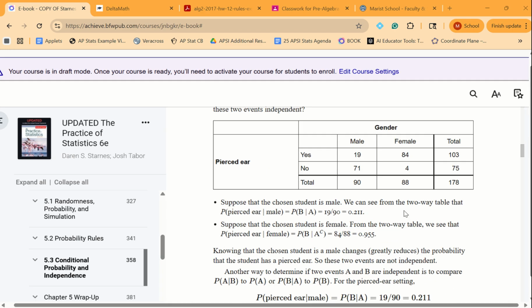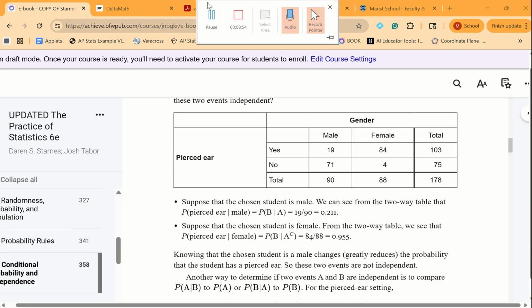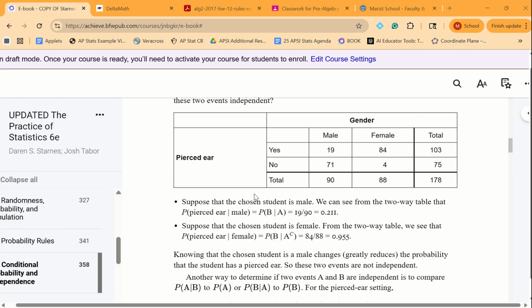I'm not going to dive into the details of this too much, but notice we have a two-way table, genders across the top, male and female, pierced ear vertically. We've got 84 out of the 88 females have a pierced ear. 19 of the males out of 90 have a pierced ear. So if the chosen student is a male, we can find the probability of them having a pierced ear. So the probability of a pierced ear, given that it is a male, there's 19 males with a pierced ear out of 90. That's a probability of 0.211.